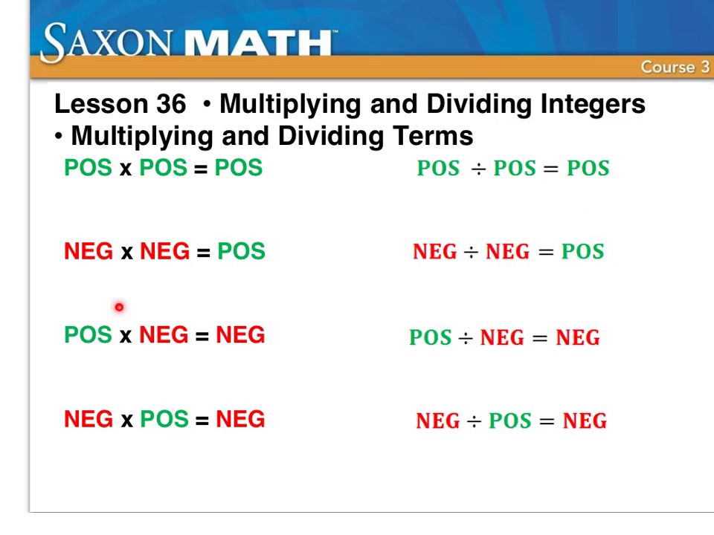If the signs are opposites, so I've got one positive and one negative, it doesn't matter what order they're in. You're going to get a negative answer when you multiply them, and the same thing goes when you divide them. Make sure you know these rules. If I have the same signs when I multiply or divide, I get a positive answer. If I have different signs, I get a negative answer. Alright, let's move on to some examples.